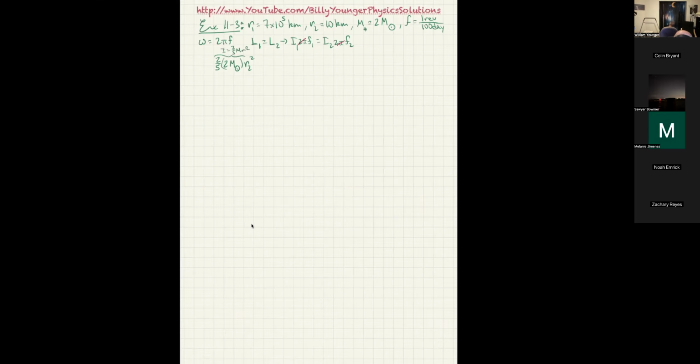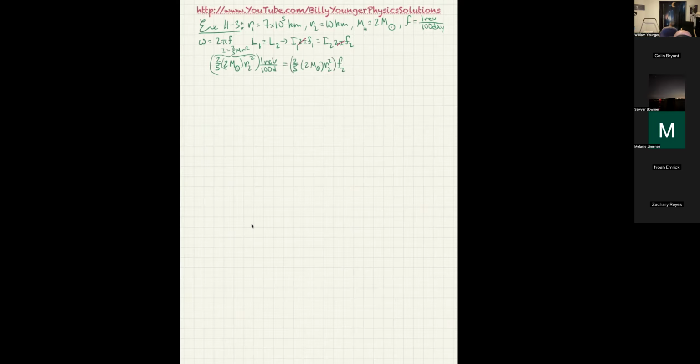Okay. And then that's going to be multiplied by just plain F1, which is 1 revolution per 100 days. That's the initial. The final will be 2/5. It's still going to be the same 2 times the solar mass, but now it's going to be R2 squared. And now we're going to find a new angular frequency, F2.